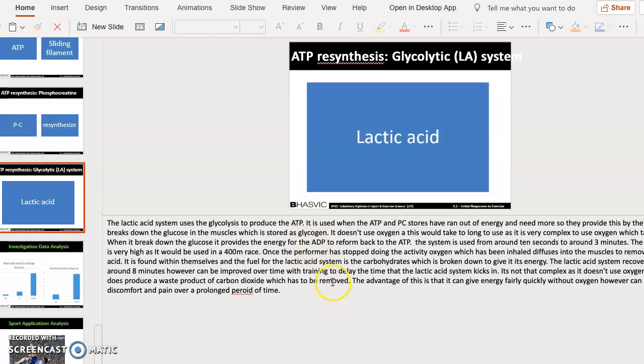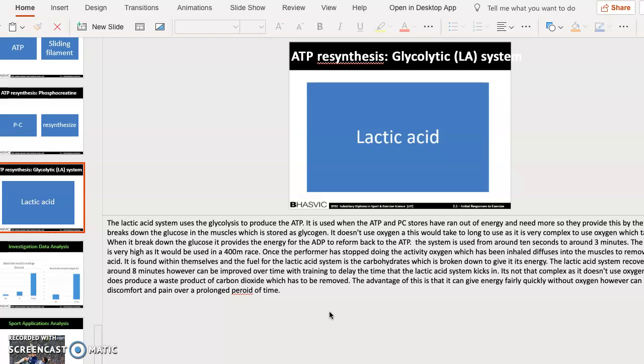The lactic acid system uses glycolysis to produce the ATP. It is used when the ATP and PC stores have run out and we need more energy, so this is provided by the lactic acid system. It breaks down the glucose in the muscles, which is stored as glycogen. It doesn't use oxygen as this would take too long and is very complicated, which takes time. When it breaks down, the glucose provides the energy for the ADP to reform to the ATP. The system is used for around 10 seconds to 3 minutes.